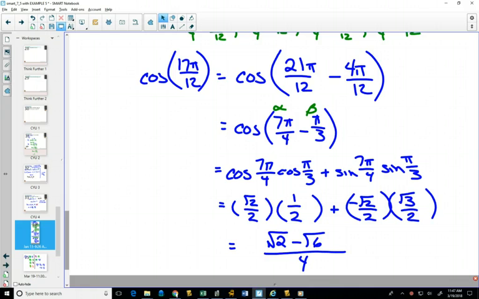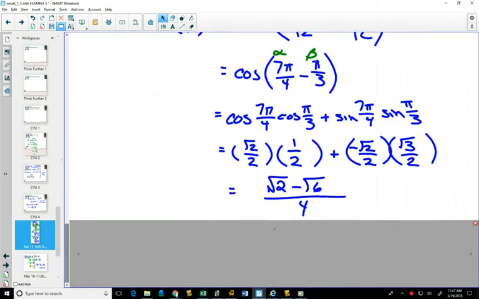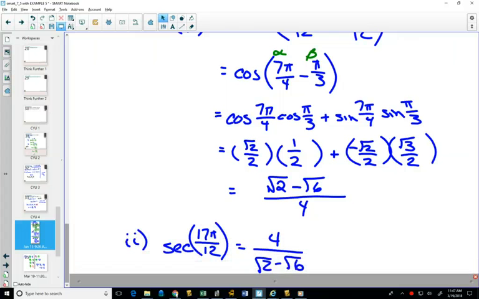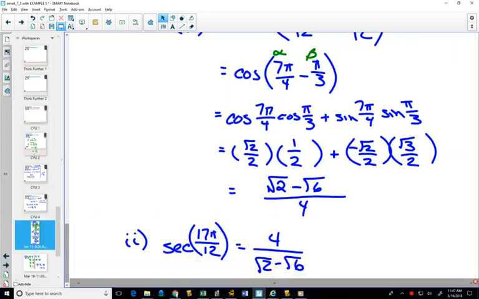Sometimes these questions have a part B. And part B says, can you find secant of 17 pi over 12? Well, in part A, you just found cos of 17 pi over 12. So in part B, to find secant of 17 pi over 12, you take your answer from part A and just do the reciprocal. And part B is usually only worth 1 mark.